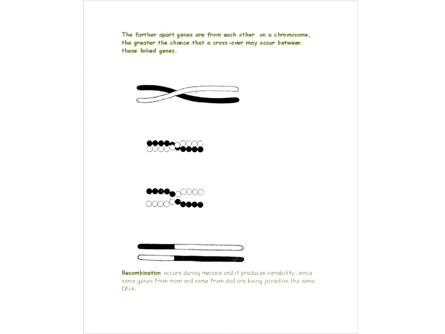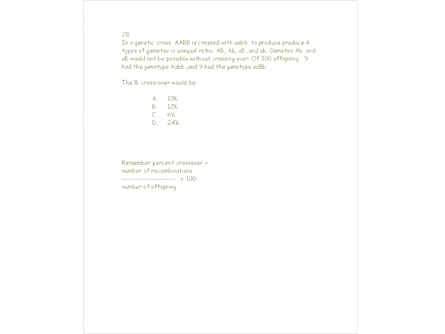Going on to the next one. This info here is just info to know. It's not really to answer a question. The farther apart genes are from each other on a chromosome, the greater the chance that a crossover may occur between those linked genes. So this is showing crossing over, and also we're talking here about recombination. It occurs during meiosis and produces variability since some genes from the mom and some from dad are being joined on the same DNA. Again, not important for the question we're looking at.